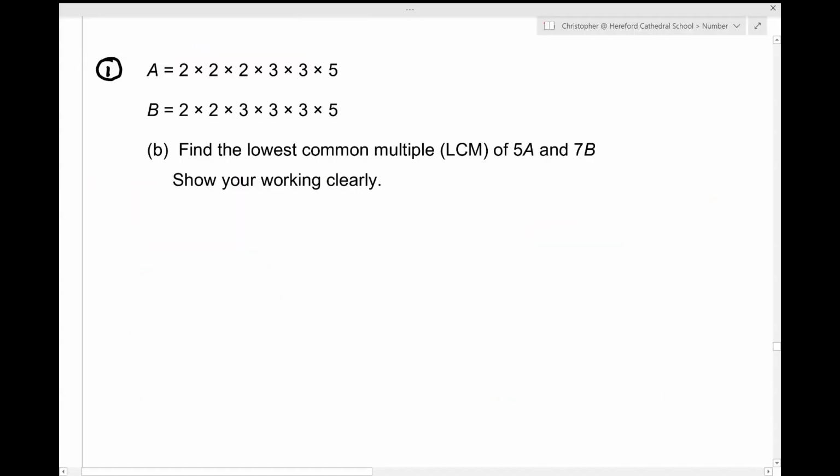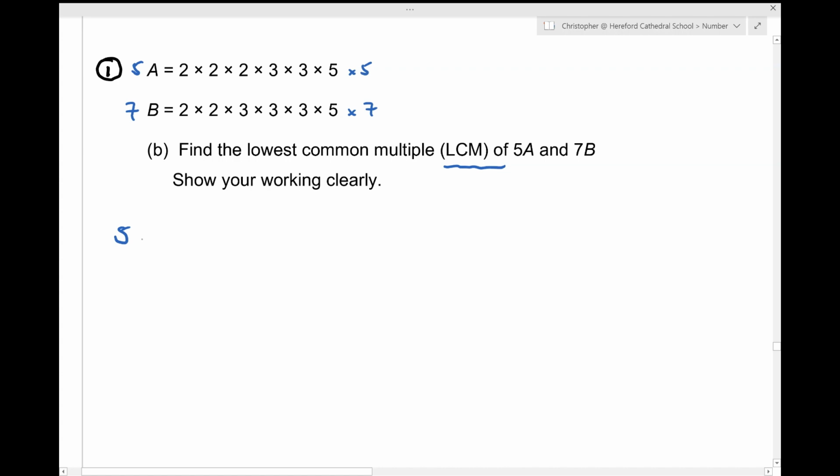Question 1. Find the lowest common multiple of 5a and 7b. Well, 5a is just what a is, which is written at the top here, times by 5. So that is 5a. And 7b is simply 7 times b. Well, that's b. So if I just times that by 7, I've now got an expression for 7b.